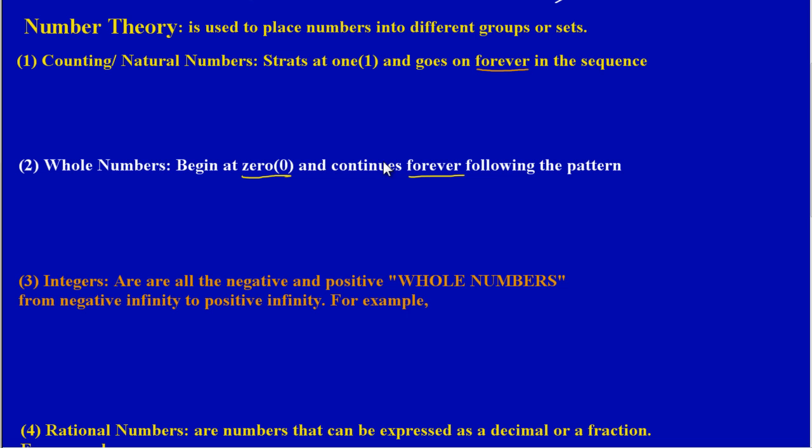Now, the first set of numbers that I would like to look at is the set of counting numbers, otherwise known as the set of natural numbers. So in school or in class, you may hear your teacher speak about counting numbers, or you may hear he or she speaks about natural numbers. It's the same thing that they're talking about. Now, counting numbers or natural numbers, they start at 1 and go on forever in the sequence, and I'll show you here.